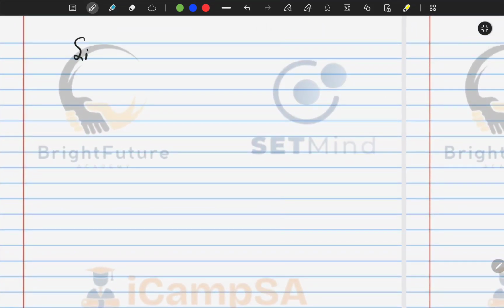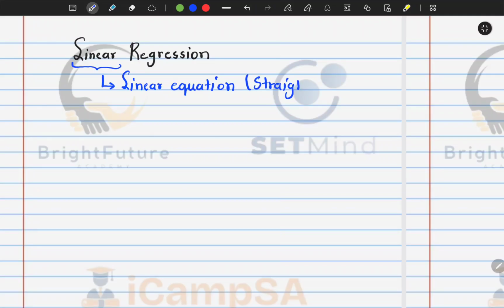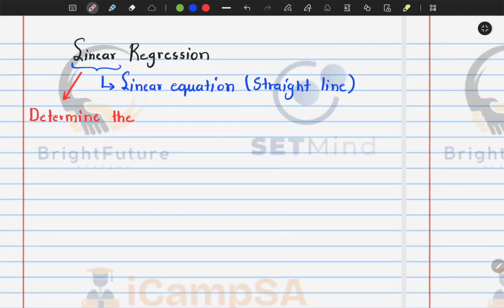Remember, we said that our focus is linear regression. So whenever you see linear, what I want you to remember is something that you had learned back in the days, and that is a linear equation. A linear equation, many of you know it as a straight line. And this is where we are going, because with linear regression, what we are trying to do is determine the relationship between two variables.